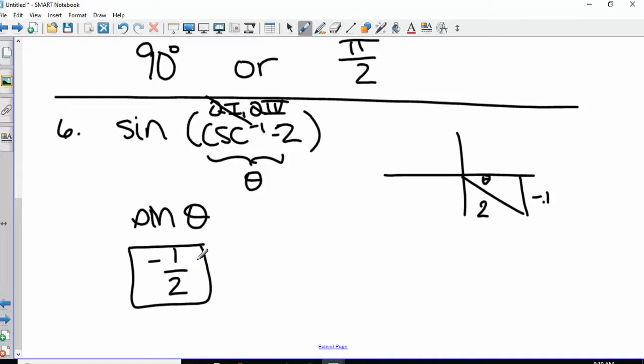What if we change cosecant into sine and put it into the triangle? Sine inverse of -1/2. Yeah. Yep, and that would work.